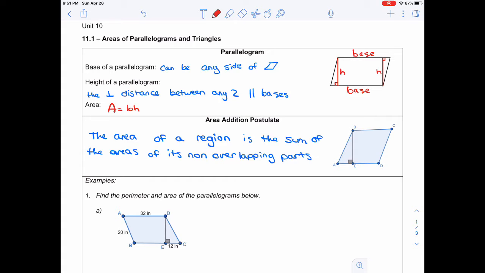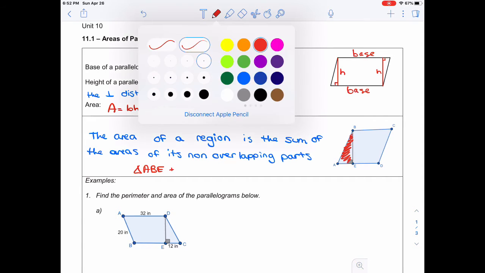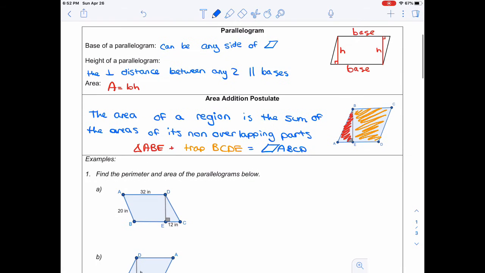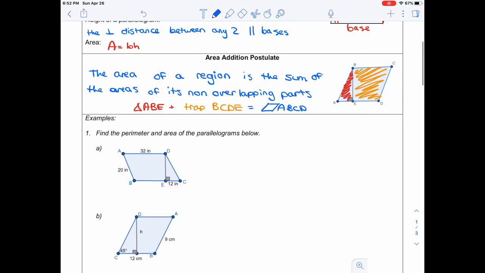Now, our area addition postulate is saying that the area of a region is the sum of the areas of its non-overlapping parts. So basically, all that's saying is if we consider triangle ABE, if we're looking at that one's area, plus our, I'll put it in orange here, our trapezoid, let's say BCDE, those two together are going to equal our parallelogram, ABCD. Just talking area-wise, okay? So that's not really any new information, but technically now you have a name for it.